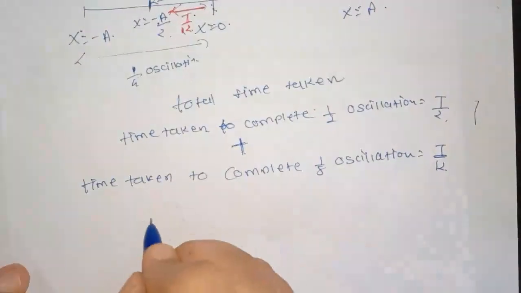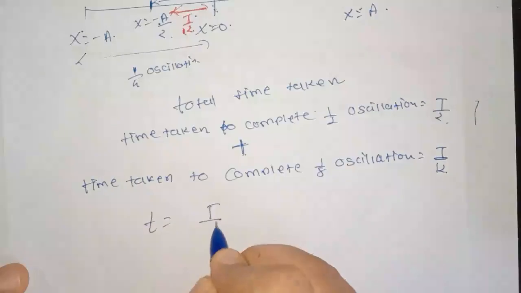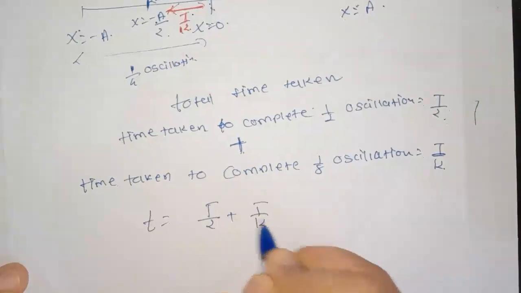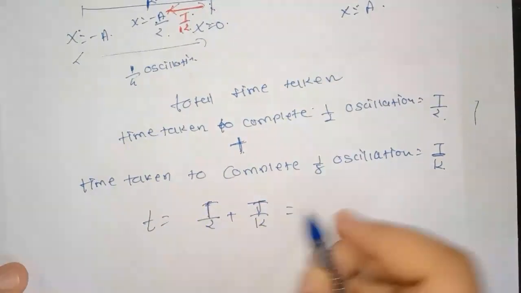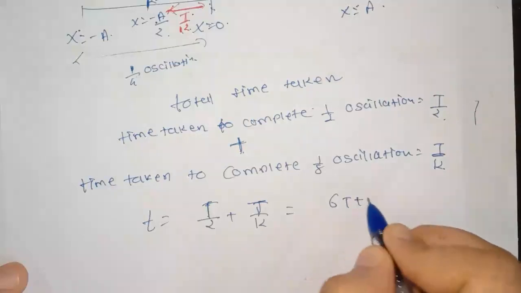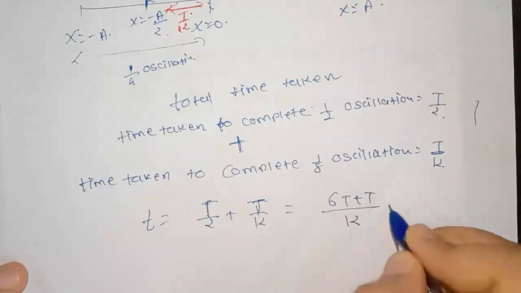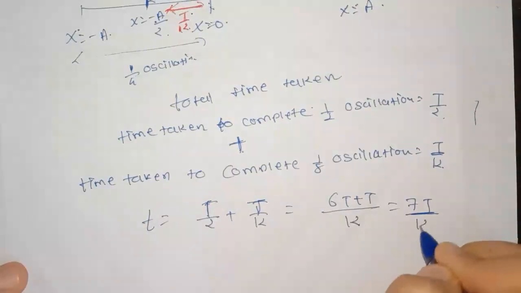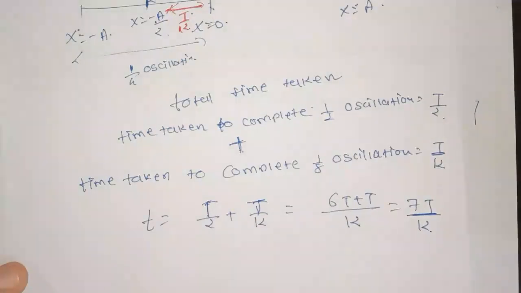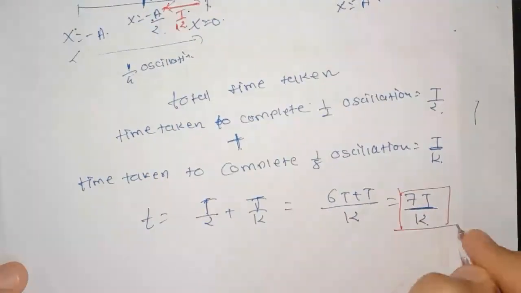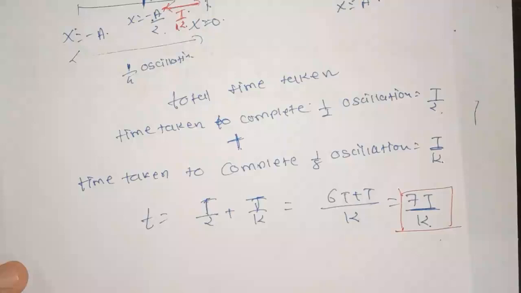So the total time T will be T by 2 plus T by 12. That will be equal to 6T plus T divided by 12. That will be 7T by 12. This will be our final answer.